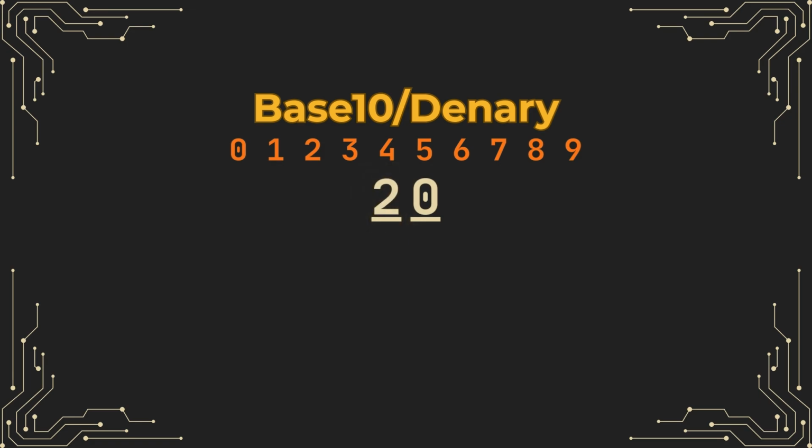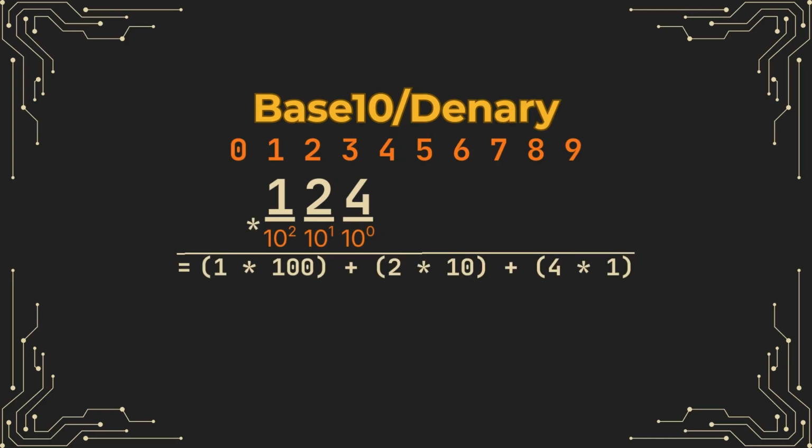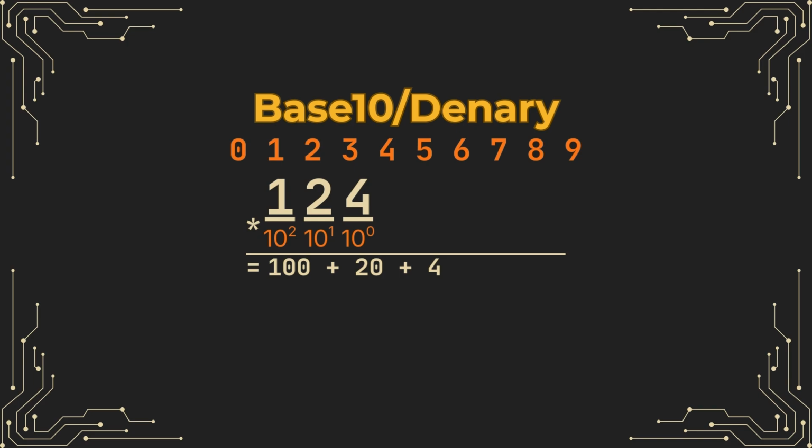To really understand this, let's look at the number 124. Every digit sits in its own specific column based on the power of 10. The 4 is in the position of 10 to the power of 0. The 2 is in the position of 10 to the power of 1. And the 1 is in the position of 10 to the power of 2. Since 10 to the power of 0 is just 1, this means we have 100, 2 tens, and 4 ones. If you sum those up, 100 plus 20 plus 4, you get exactly 124.